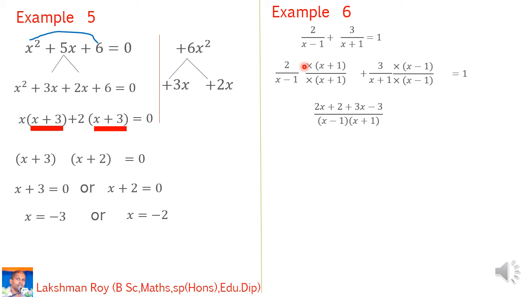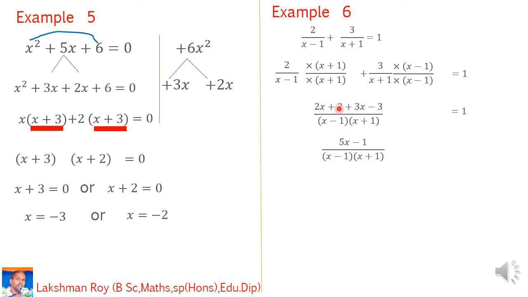Here, the numerator 2 should be multiplied by x plus 1. That means 2 multiplied by x is 2x, and 2 into 1 is 2. Then this one, 3 multiplied by x is 3x, and 3 multiplied by 1 is negative 3. So that is equal to 1. Now you can simplify the numerator. With the same denominator, 2x plus 3x is 5x.